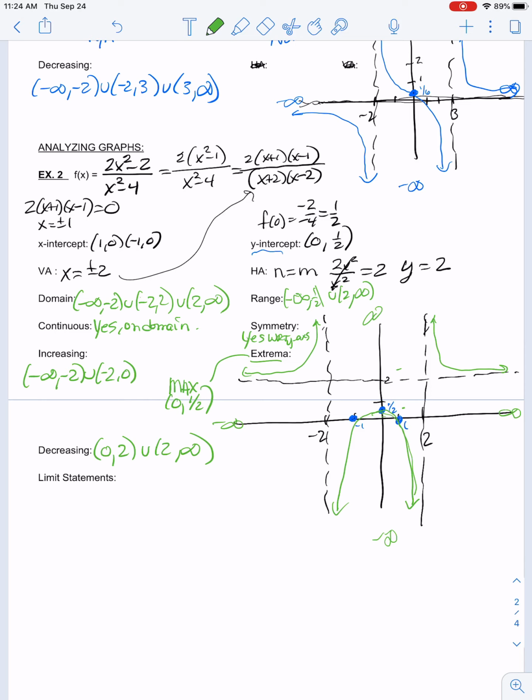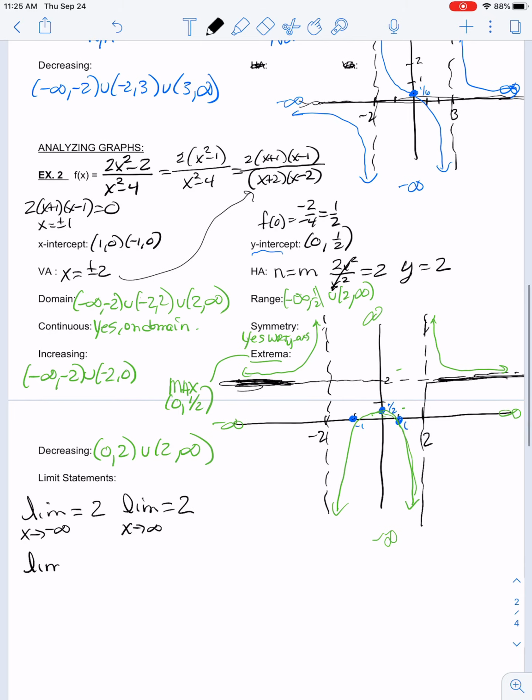The last thing, we should probably hit the limit statements. Let's do the end behaviors first. Go to the left. As you're going to the left, what's your graph doing? Coming down here and approaching this asymptote, which is at 2. As you are going to positive infinity, again, you are approaching this horizontal asymptote, which, if you think of your rules, is what should happen. As you go on the ends, we should approach the HA.